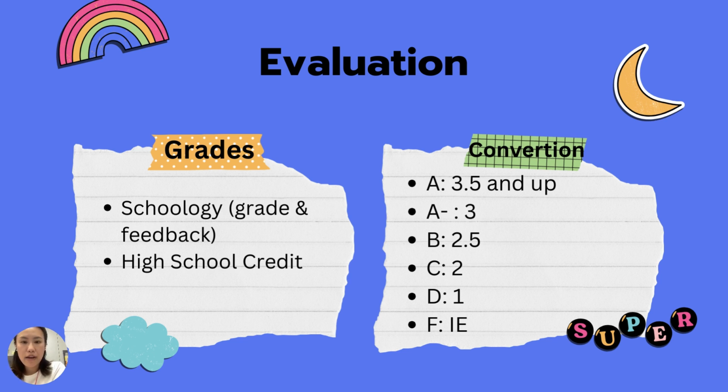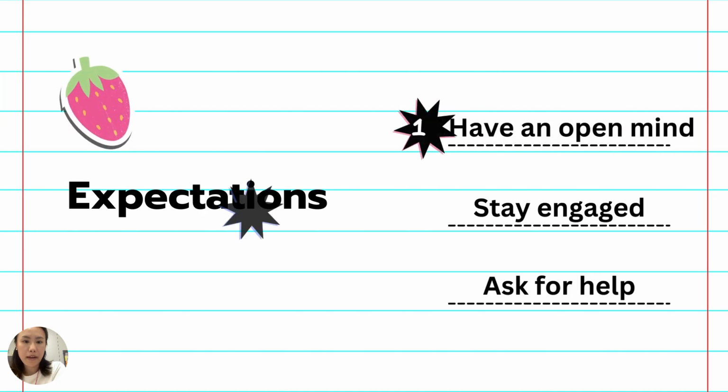So I have attached here on the right a conversion scale between our grading scale and the high school grading scale. So for students who got a 3.5 or higher, they're going to have an A on their high school transcript. For a student who scored a 3, which is standard, they will see an A minus on their transcript. And for 2.5, it's a B, 2 is a C, and 1 will be a D.